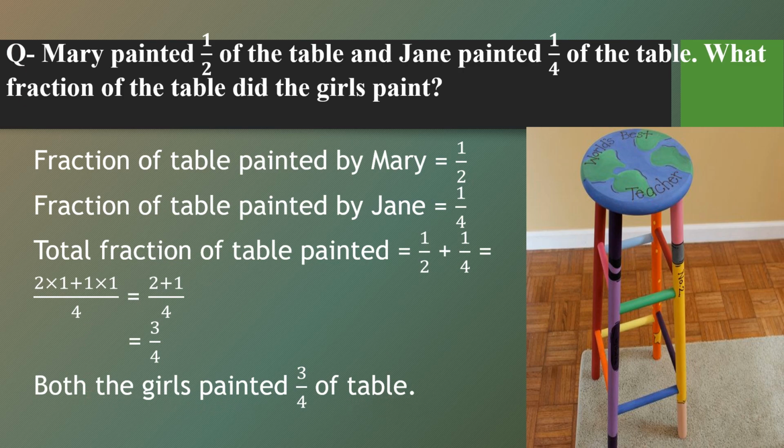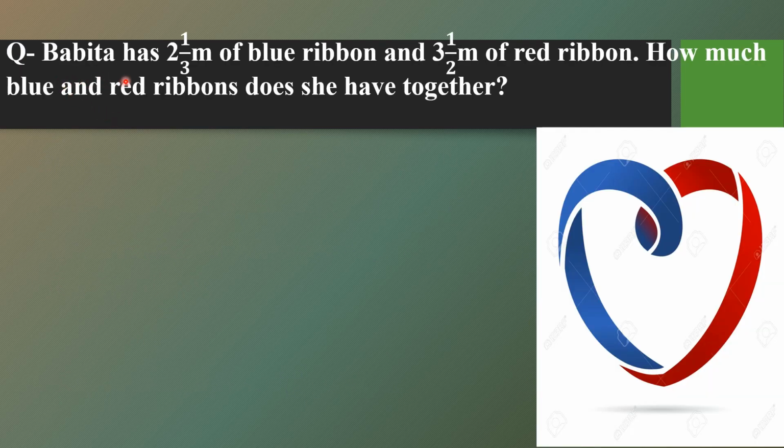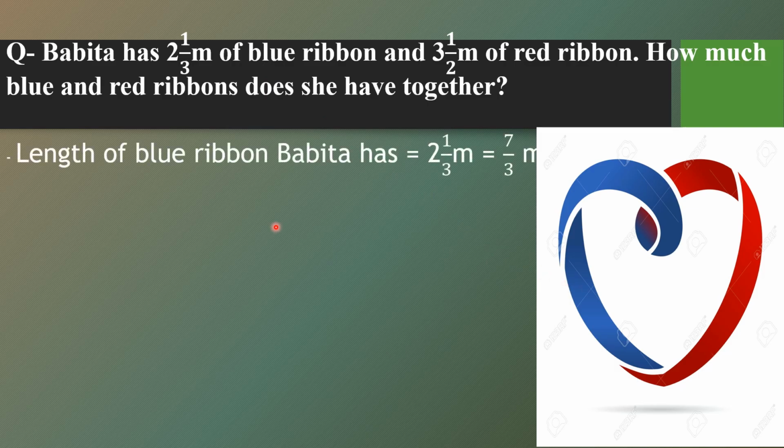Very simple. Now next question is, Babita has 2 and 1 by 3 meter of blue ribbon and 3 and 1 by 2 meter of red ribbon. How much blue and red ribbon does she have together? So here the question is very easy and together is a key word. So now what we will do? At first we will write the statement that Babita has 2 and 1 by 3 meter of blue ribbon. It means the length of blue ribbon Babita has equals 2 and 1 by 3 meter. Converted into improper, 3 2s are 6 plus 1, 7 by 3 meter.